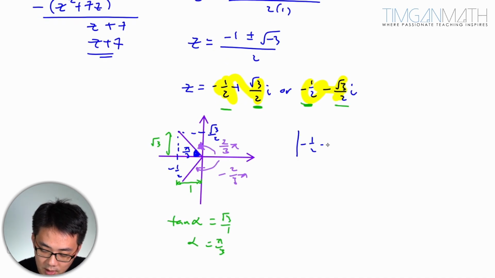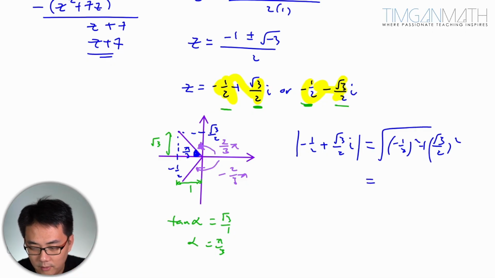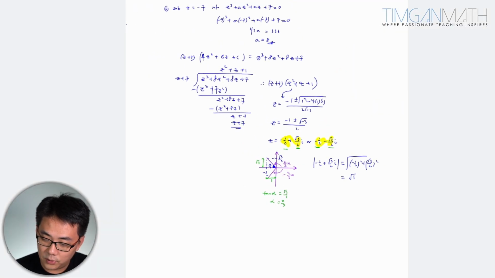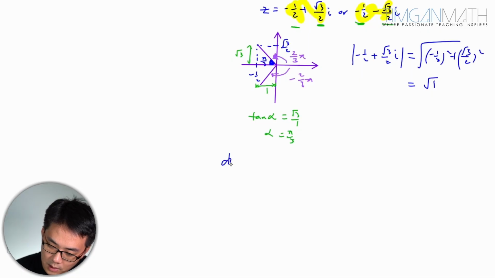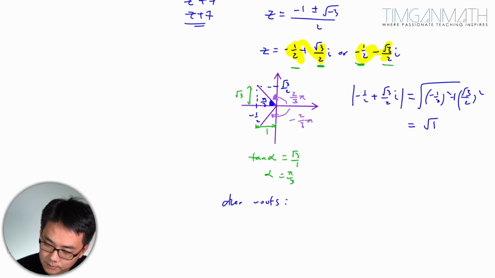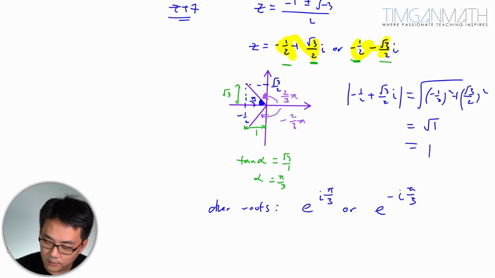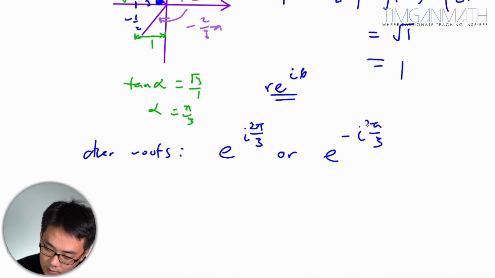Okay, so the modulus will be the same. This is just minus half squared plus root 3 over 2 squared. This will just be 4 over 4, so it's root 1. So hence the other roots, you want in this form here. The other roots will be e to the i pi over 3 or e to the minus i pi over 3, because the modulus is 1. r e to the i theta. So that's e to the i 2/3 pi.